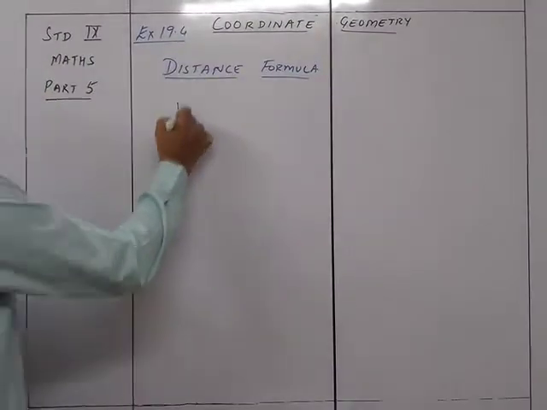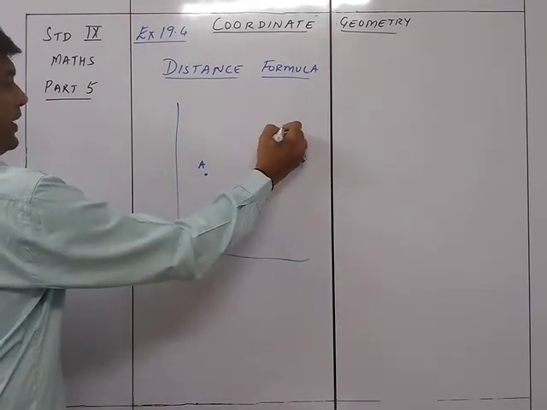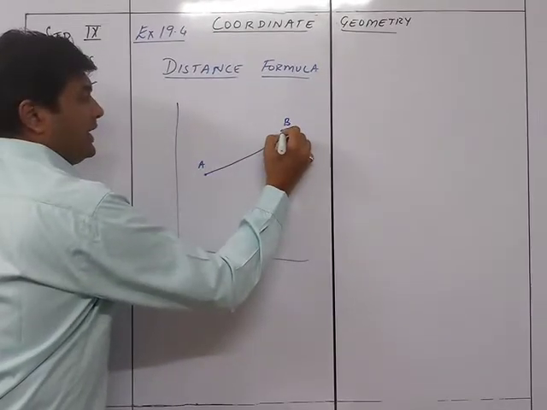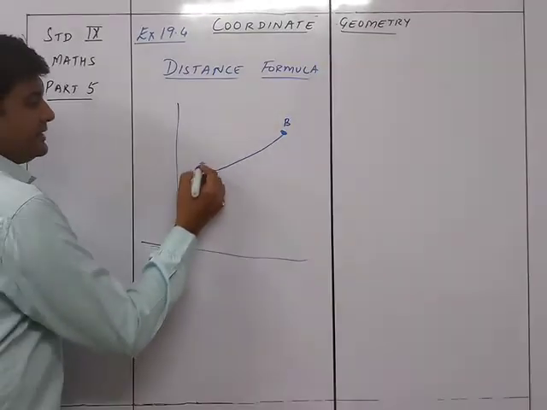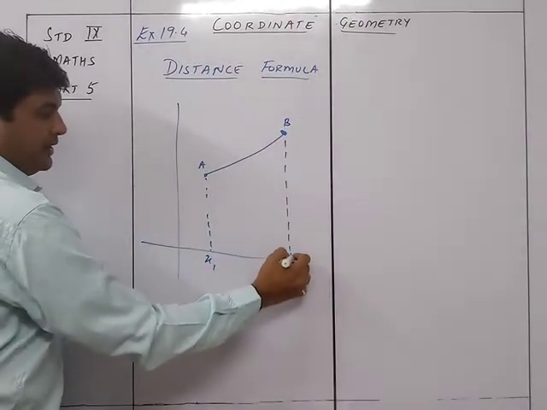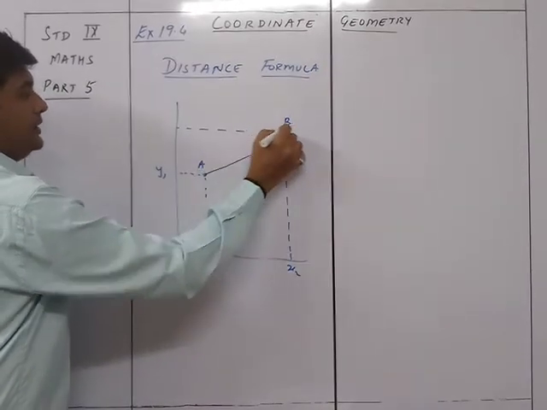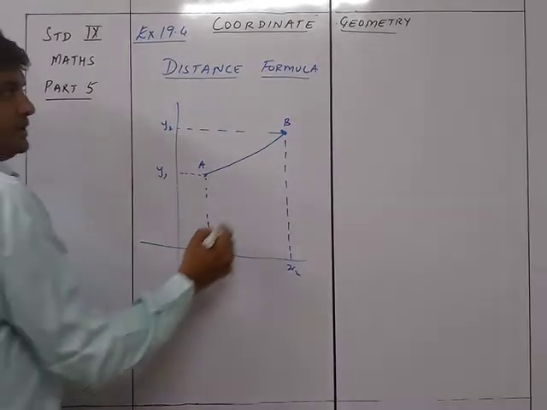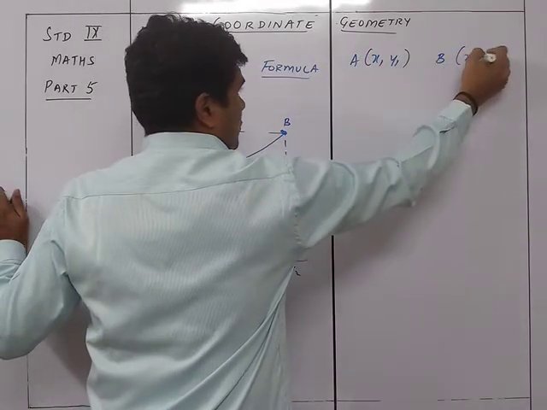So suppose I've got this as a graph and I've got this point A and a point B over here. I want to find out length AB. Suppose over here is x1 and over here is x2, over here is y1 and here is y2. So the coordinates of A are x1, y1 and that of B are x2, y2.